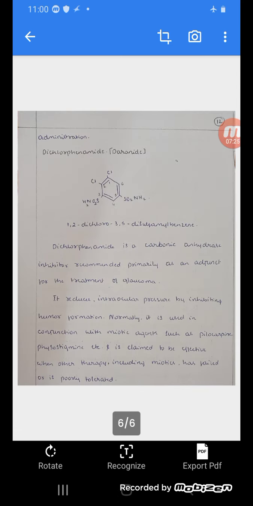Coming to the third example of carbonic anhydrase inhibitor, dichlorphenamide. Dichlorphenamide is a carbonic anhydrase inhibitor recommended for the treatment of glaucoma. Normally, it is used in conjunction with miotic agents such as pilocarpine and physostigmine.